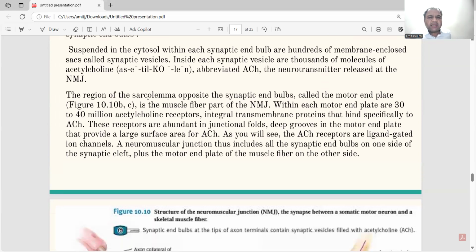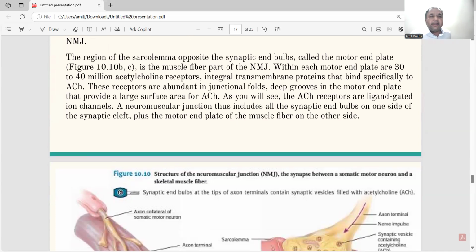Now, the region of the sarcolemma opposite the synaptic end bulb is called the motor end plate, and it is the muscle fiber part of the NMJ. Within each motor end plate there are 30 to 40 million receptors, not 1, 2, 3, but 30 to 40 million, and these are integral membrane proteins.